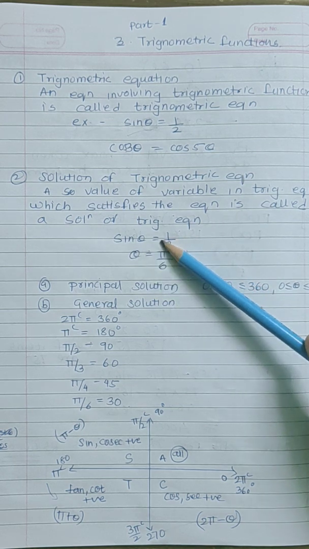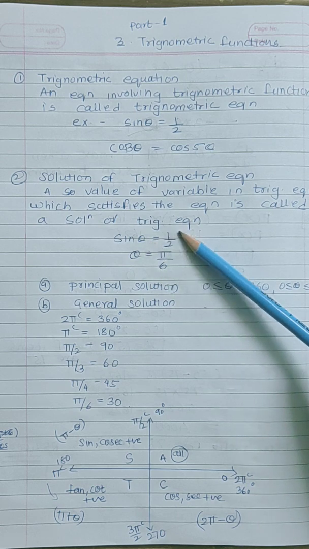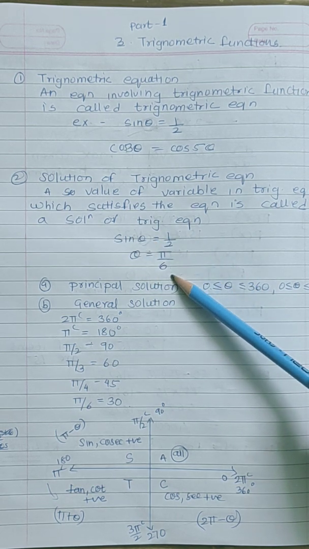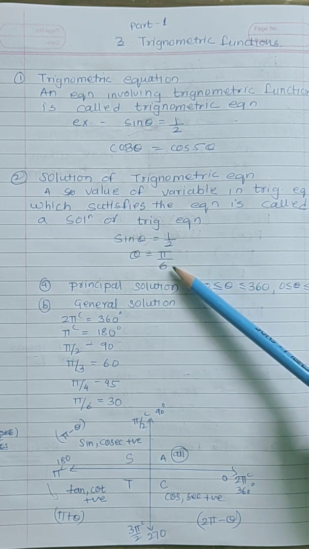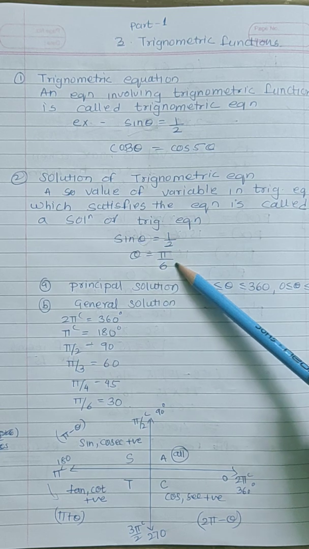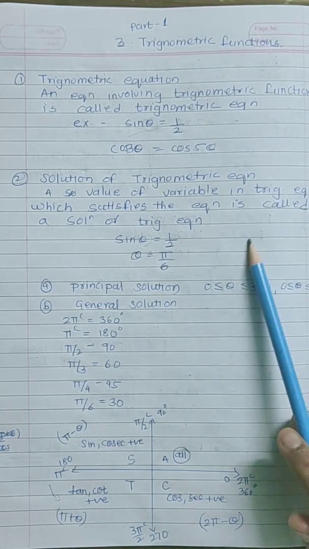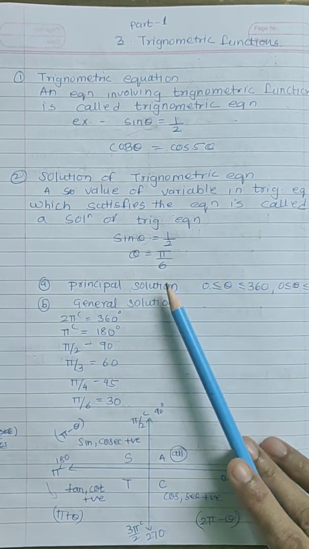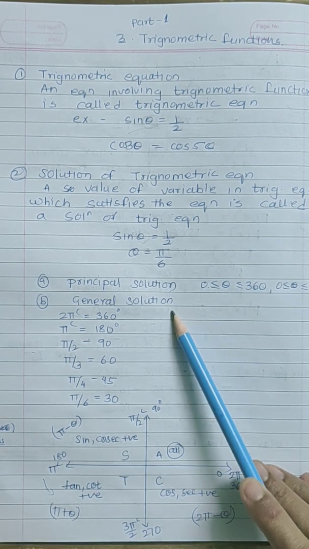Now here, say sine theta is equal to half. Means when sine theta is half, at what angle? When theta is equal to pi by 6, then sine pi by 6 is equal to half. So the value of theta is pi by 6. Now in the solution of the trigonometric equation, there are two solutions. First is the principal solution and then the general solution.